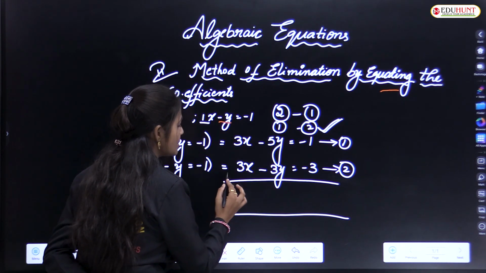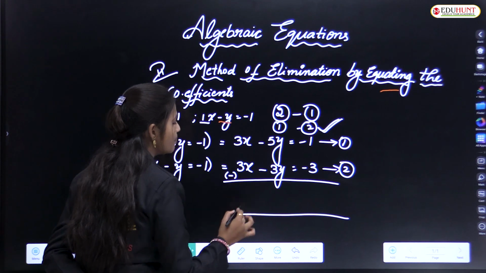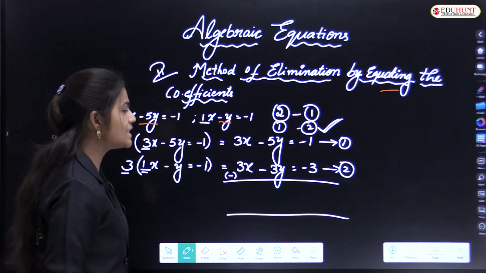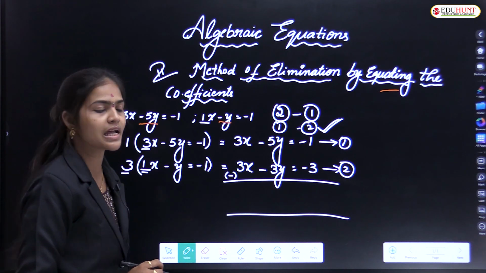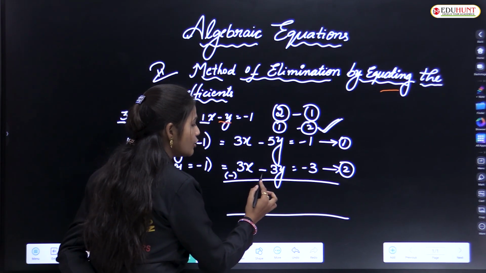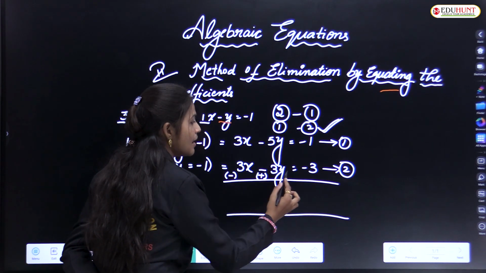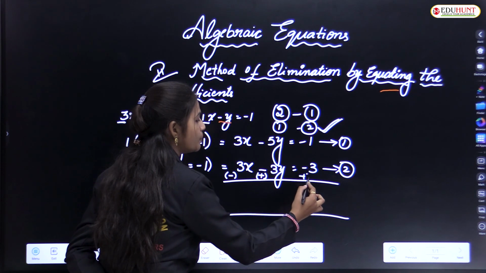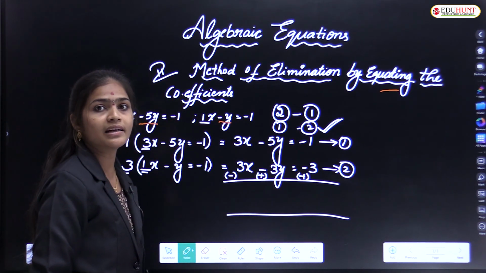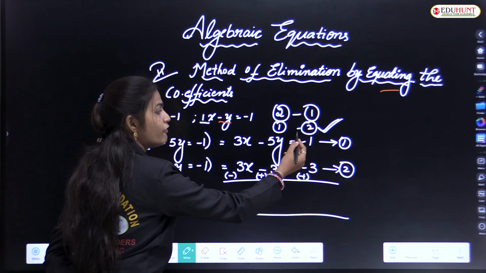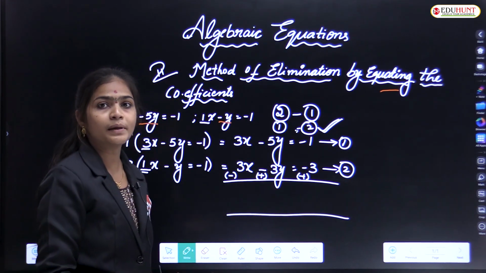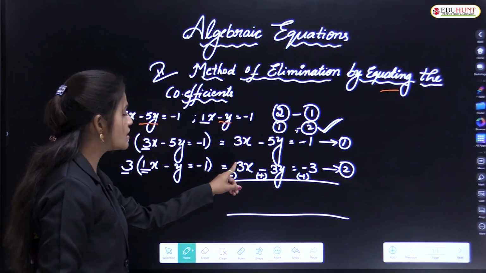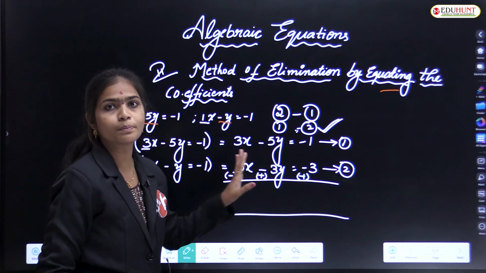Here a positive symbol is there, so it becomes minus into plus is equal to minus. I am just multiplying the second equation with a negative sign. So minus into minus is equal to plus. Since there is a minus symbol before the second equation, I am multiplying the second equation with a negative sign. So positive becomes negative, negative becomes positive.